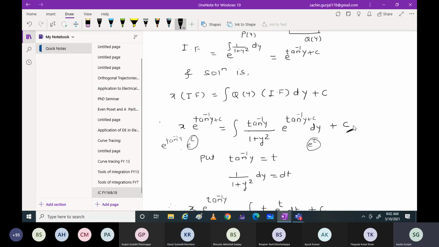So what I will have, c into e raised to minus c, correct? Being constant, you can take it out of integration. Okay, and this constant you can call it as c1.